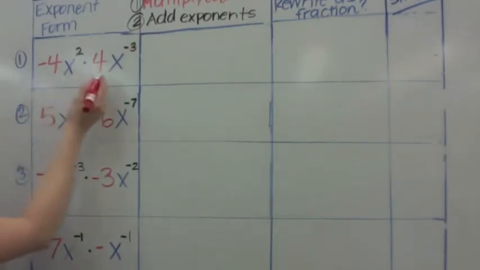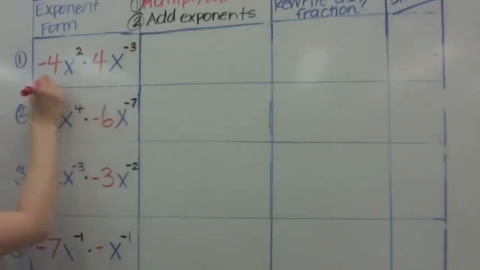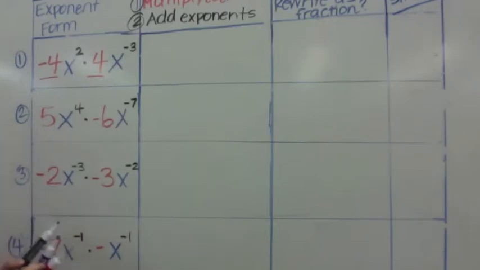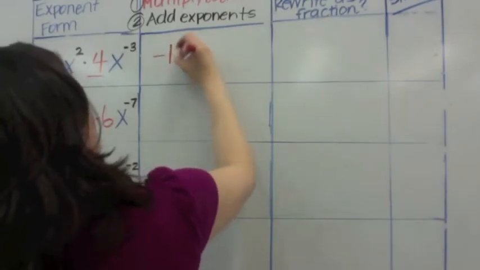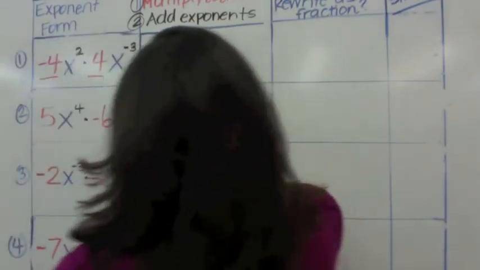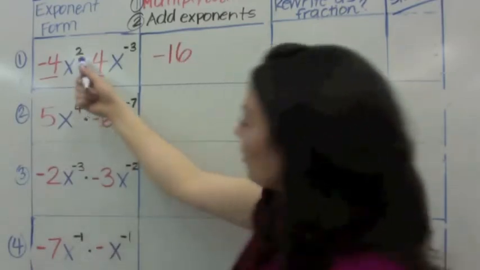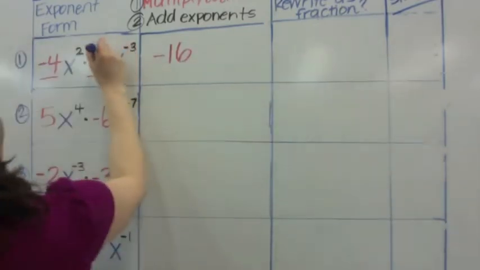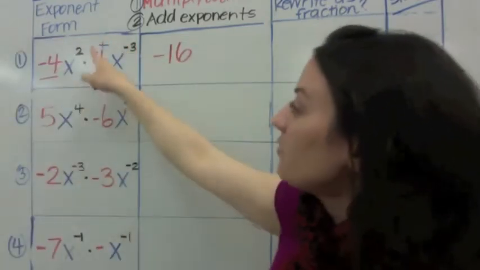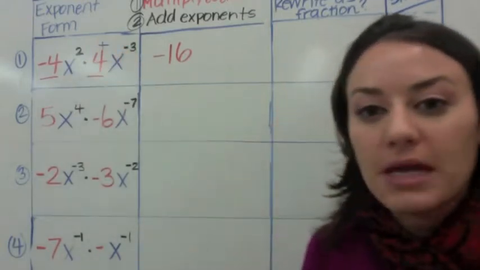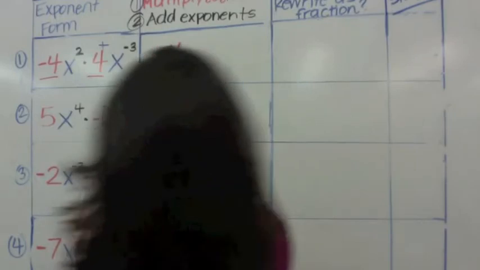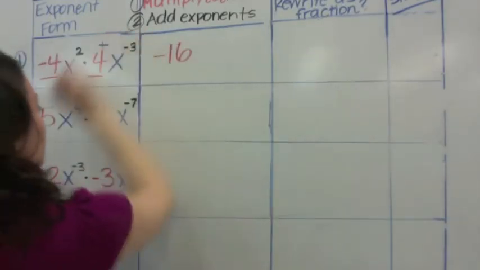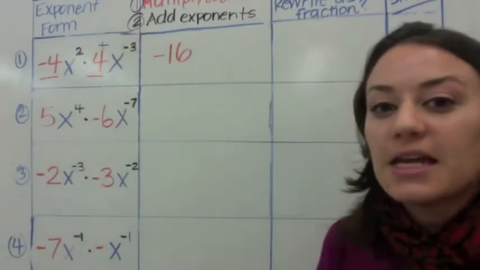Okay. So let's start with this one. Negative 4x squared times 4x cubed. We're going to go ahead and multiply the coefficients. What's negative 4 times 4? It's negative 16. Then you're going to add the exponents, put an addition sign between them. You have a positive 2 and a negative 3. So different signs, subtract, keep the sign of the bigger number. Isn't the bigger number 3? So it has a negative.